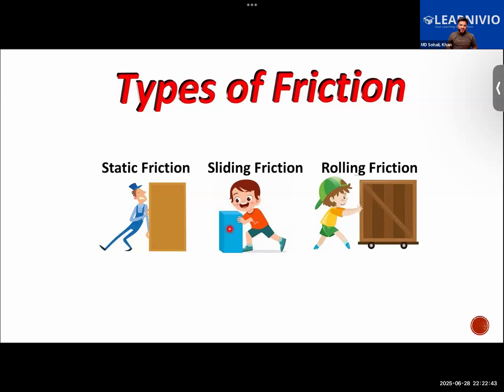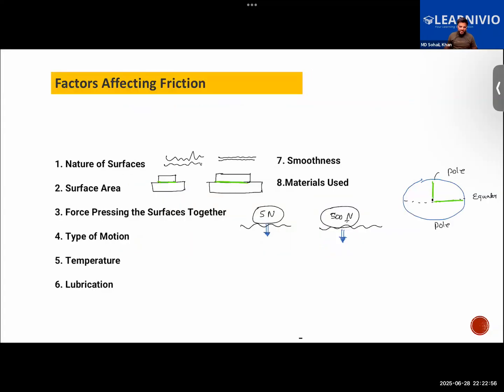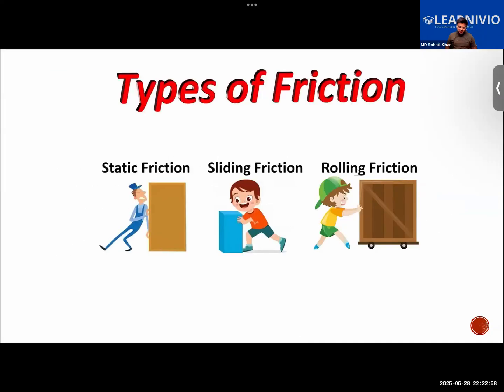Now, to make it much easier, we have placed wheels at the base, and now you can simply roll it over the ground, like you can see this boy doing over here. So it depends upon the type of motion also, whether it is sliding motion or rolling motion, how it is being moved. That also in a way determines the friction.